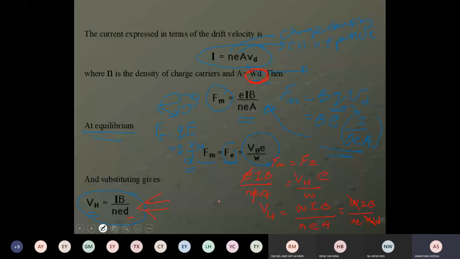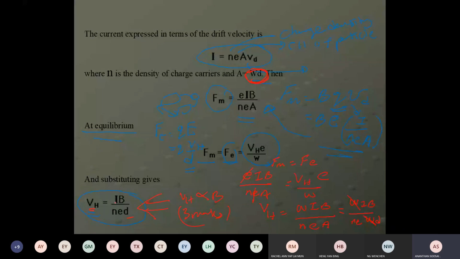This could be a 3 marks question they can ask in the exam. Derive or prove that Hall voltage is directly proportional to the magnetic field strength. You can be asked this in the exam. So in this formula, be careful.